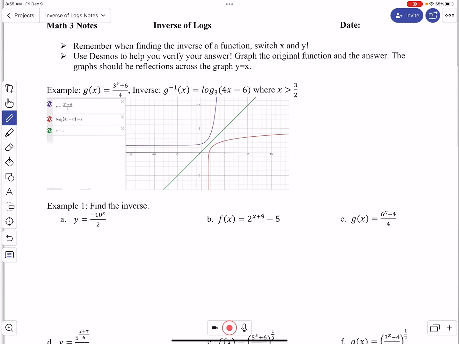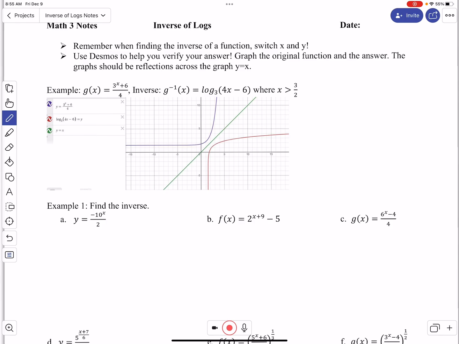So here's just a picture of an example that we've got right here. If we graph g of x equals 3 to the power of x plus 6 over 4, then the inverse of that will be log base 3 of 4x minus 6, when x is greater than 3 over 2. So if we graph y equals x, remember y equals x is that diagonal line, we can see that the purple and the red line are reflections of that. And so you can use Desmos to help you verify that.